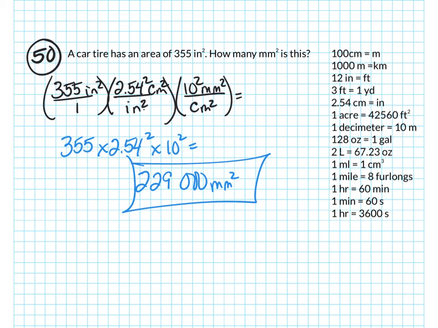It's actually 229,031.8 millimeters squared, but with 3 sig figs, that's what it's going to look like.